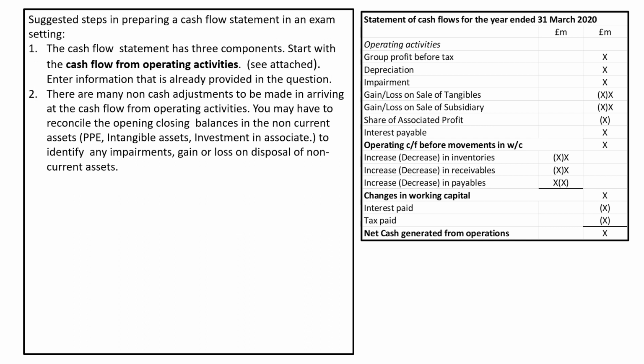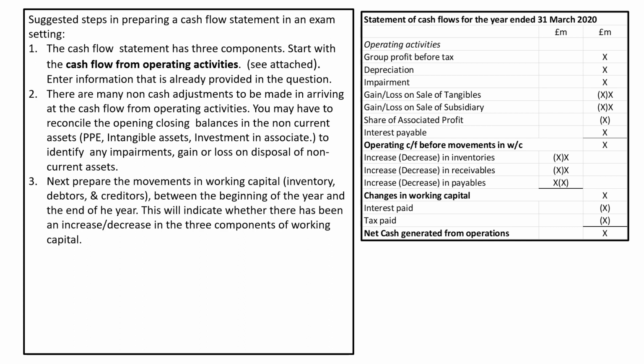Now there are many non-cash adjustments to be made in arriving at the cash flow from operating activities, and these are things like depreciation, impairment, gains or losses on sale of tangibles, gain or loss on sale of subsidiary, share of associated profits. And you may have to reconcile the opening and closing balances in the non-current assets to identify any impairment gains or losses on disposal of non-current assets.